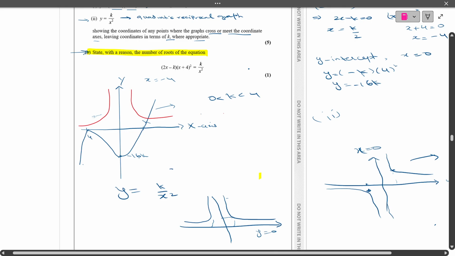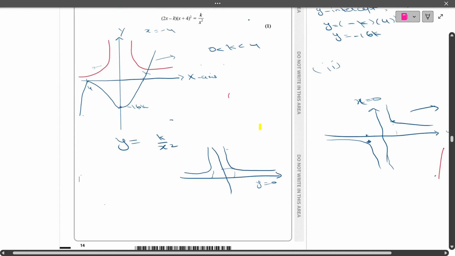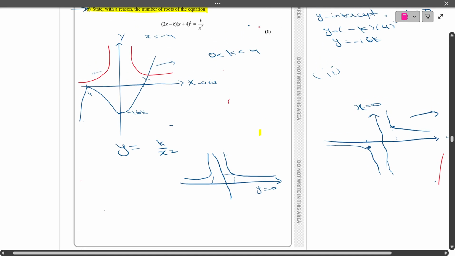Okay, so the answer for that question is one root, because the two graphs intersect at one point, or once, whatever.